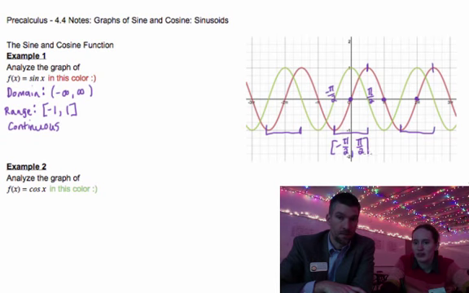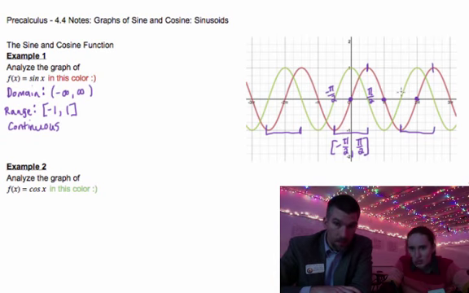And you can use brackets or parentheses on increasing in this case. But not only that, it does it again a little bit further up the road. Between pi and 2 pi is 1.5 pi, which is 3 pi over 2.